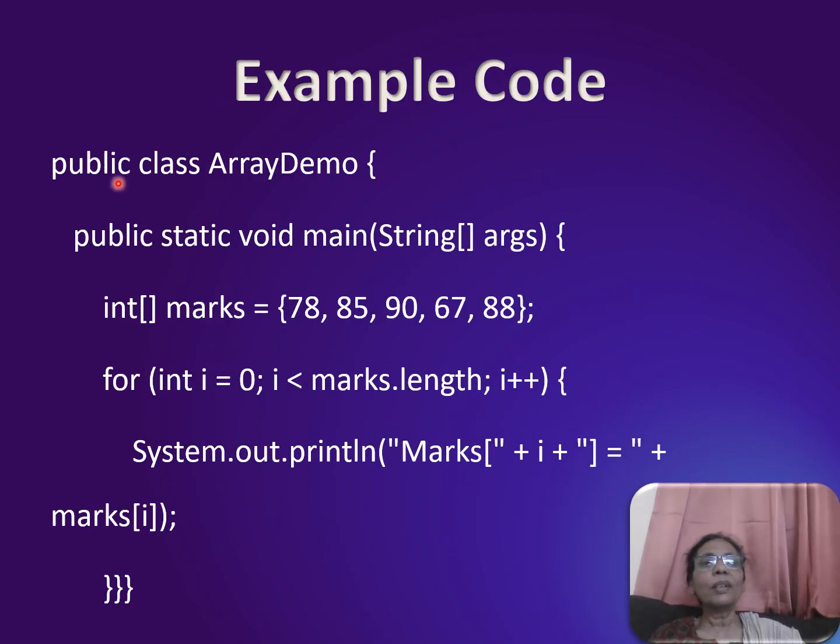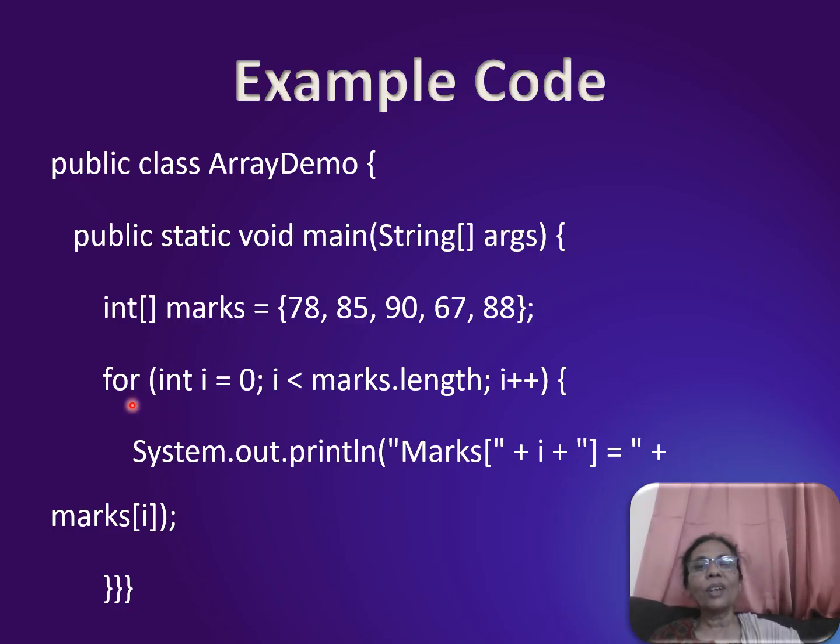The example code is public class ArrayDemo, curly bracket open. So here the class begins and here the class ends. Public static void main String args, and this is the main function's opening and this is the main function's closing. int marks = {78, 85, 90, 67, 88}; and put a semicolon here. So this is the array that is declared.